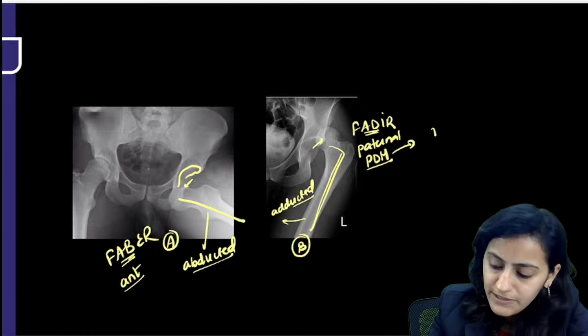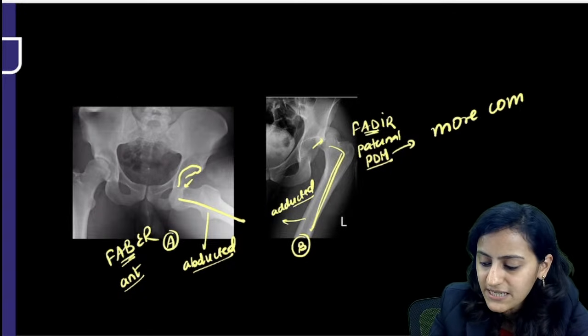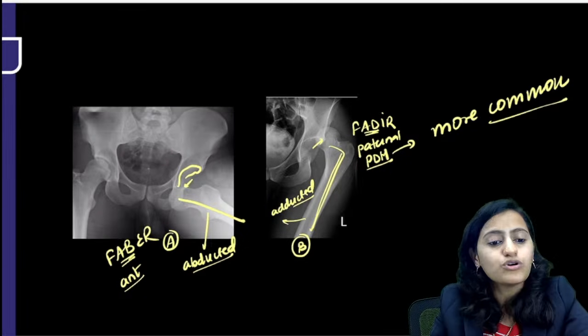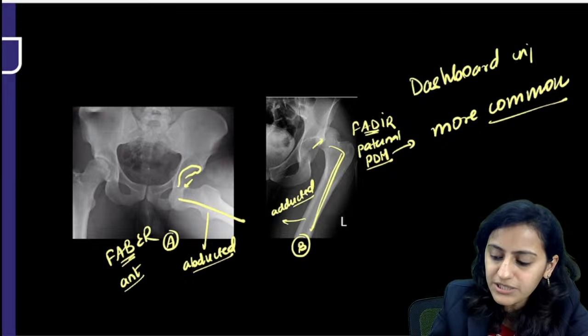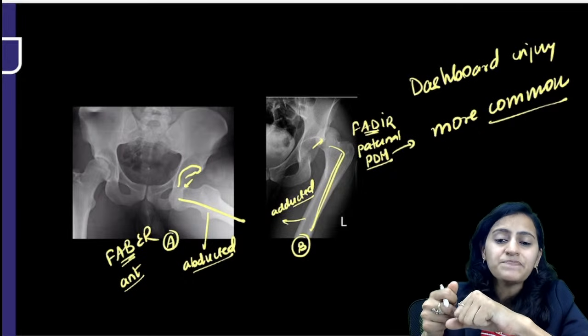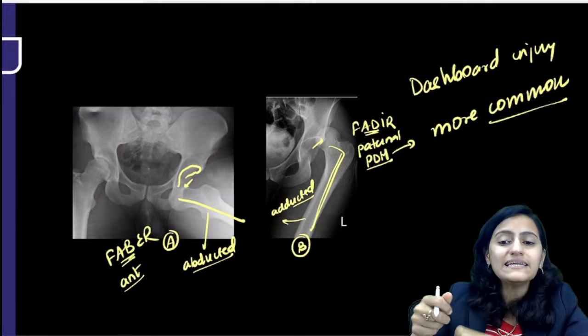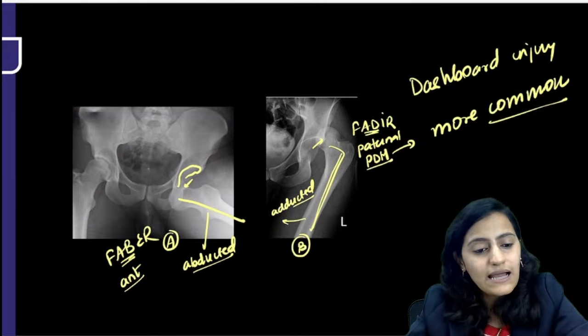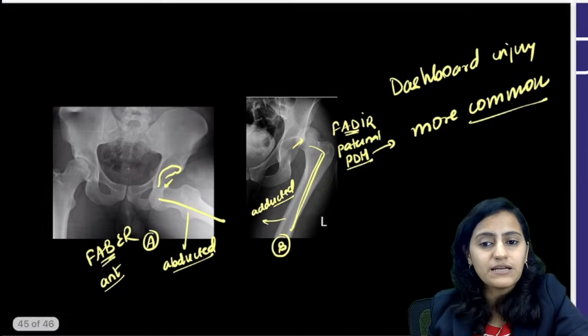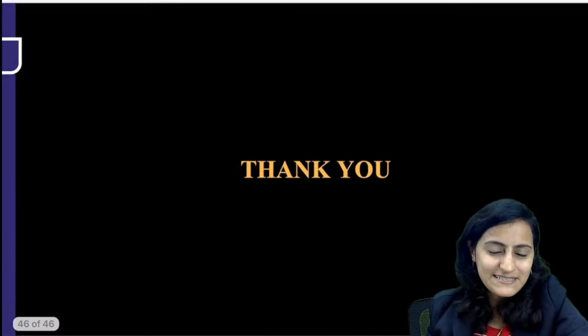Which is more common in the hip? It is posterior dislocation, which is more common, and it is seen with dashboard injury. The dashboard injury leads to the femur going behind. So dashboard injury gives the posterior dislocation of the hip. And again, it's an expected image in your exam. This has been asked recently.